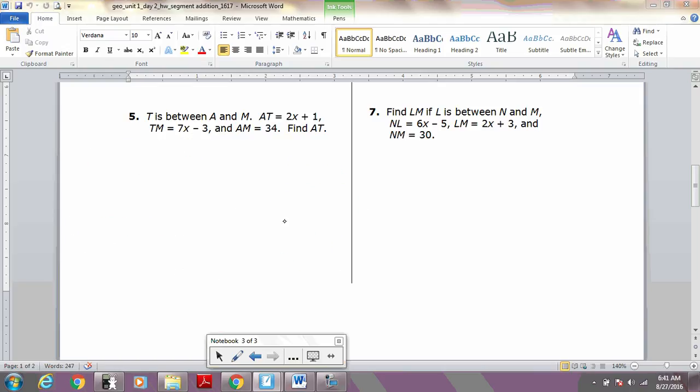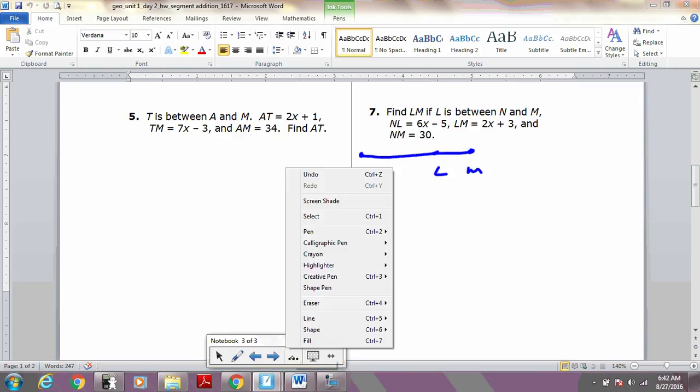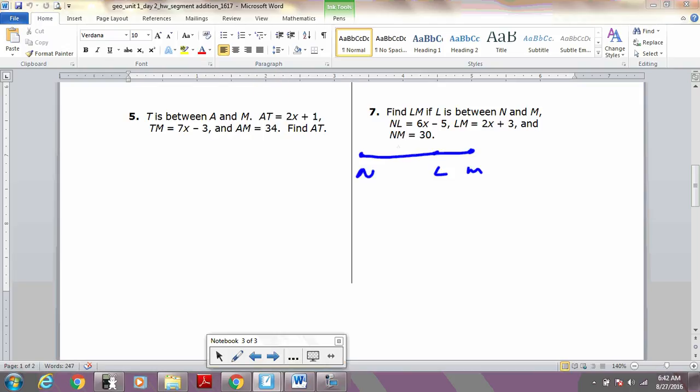On number 7, the picture says that L is between N and M. So N, L, M is one way it could be drawn. Now we need to label the picture. NL is 6x minus 5. LM is 2x plus 3. NM is 30.